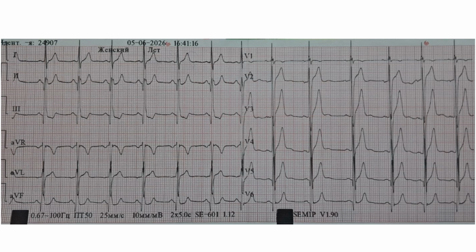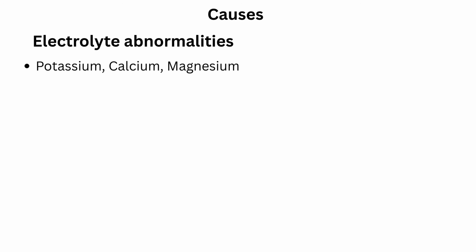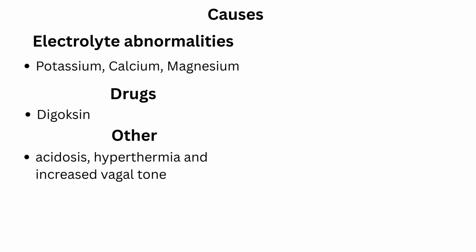If you identify a shortened QT interval on an ECG, it is important to investigate the underlying cause. The first step is to check for electrolyte abnormalities, particularly potassium, calcium, and magnesium levels, as these can affect the QT interval. Next, review the patient's medications, since certain drugs, such as digoxin, can shorten the QT interval. You should also consider other potential causes, including acidosis, hypothermia, and increased vagal tone.